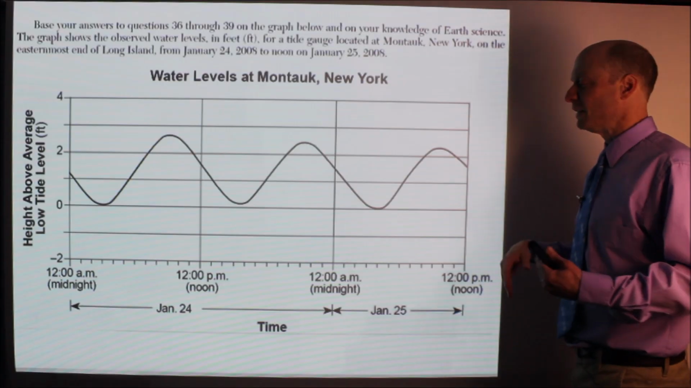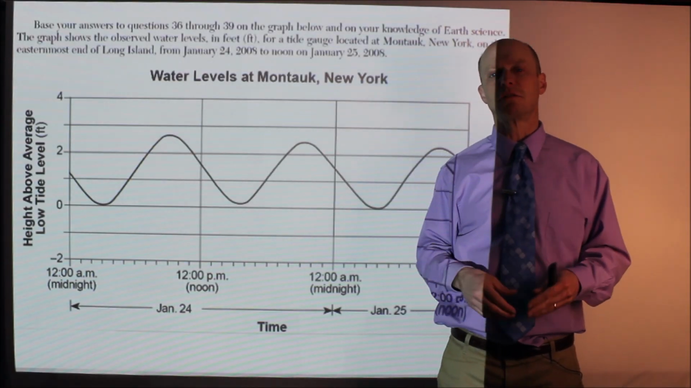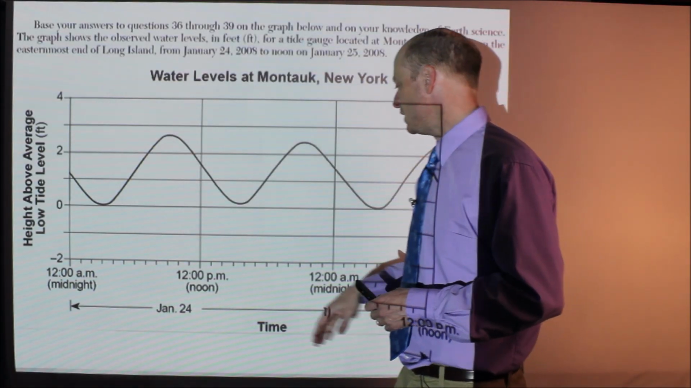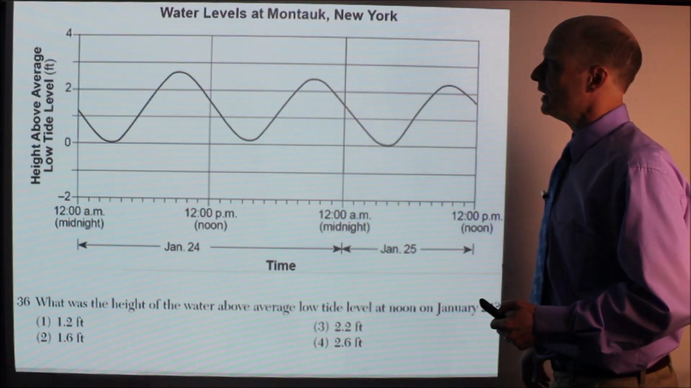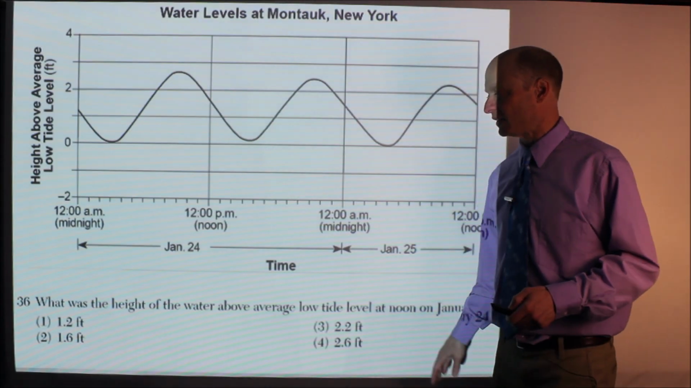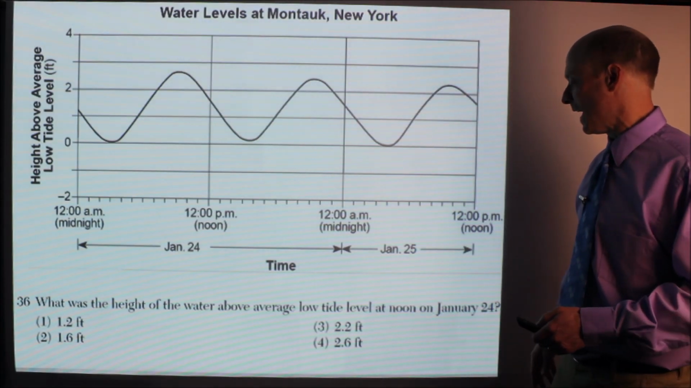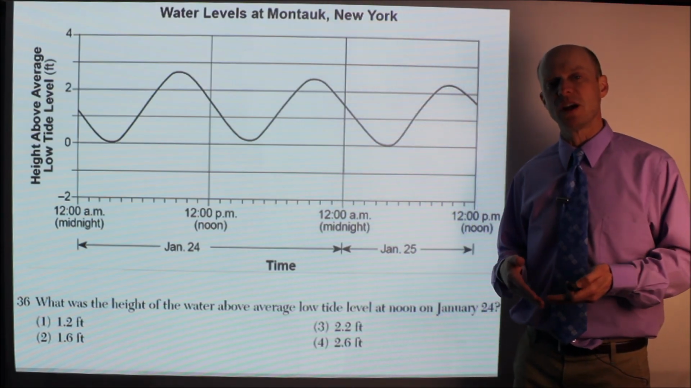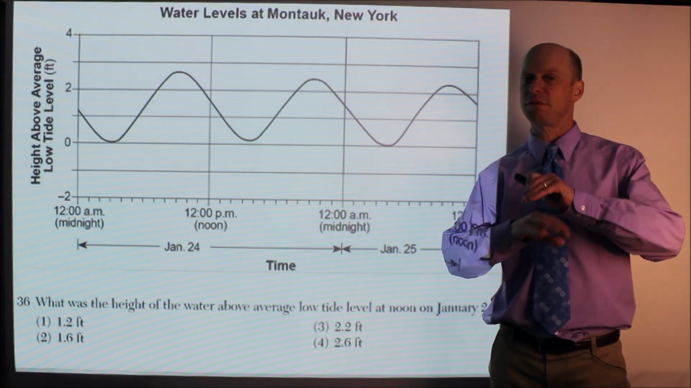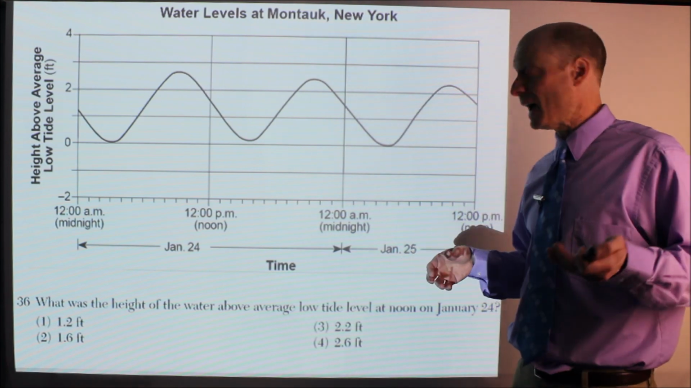So this is a graph, and this is a lot of just reading and interpreting the graph. These are 2 days, and you see the water level goes up and down. This is about tides. The first question, 36, asks, what was the height of the water above average low tide level at noon on January 24th? A pretty straightforward question. It is just about reading the graph. You don't need a lot of earth science background.